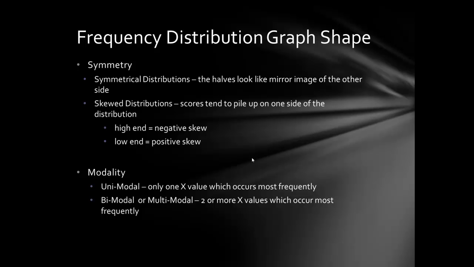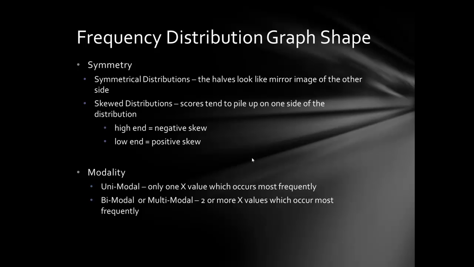Now, shape is categorized in terms of modality and symmetry. Symmetry is just basically getting at if you draw a vertical line at the midpoint of your x-axis, do both halves match? In other words, if you folded your graph in half, would the two sides be a mirror image of each other?